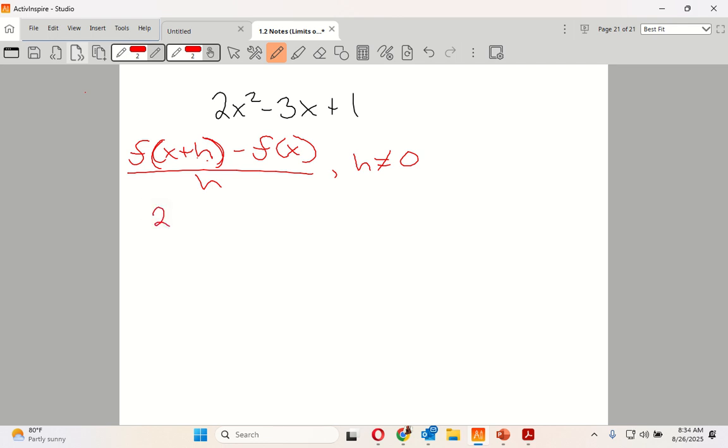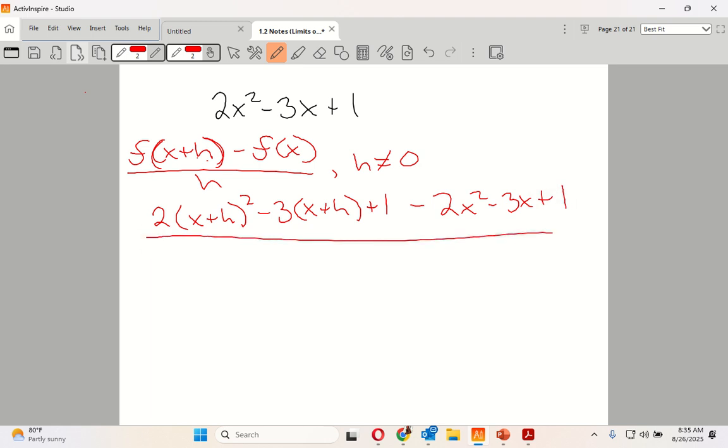So that's 2 times x plus h squared minus 3 times x plus h plus 1 minus f of x, which is just that function, 2x squared minus 3x plus 1. Now, this is where those algebra skills come into play here.